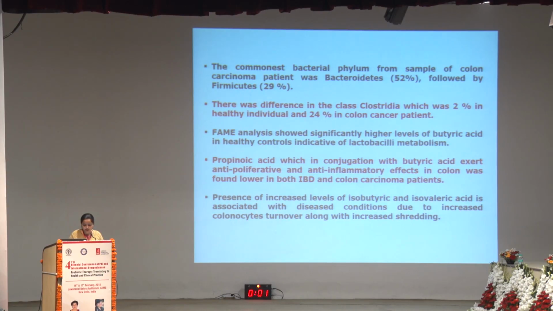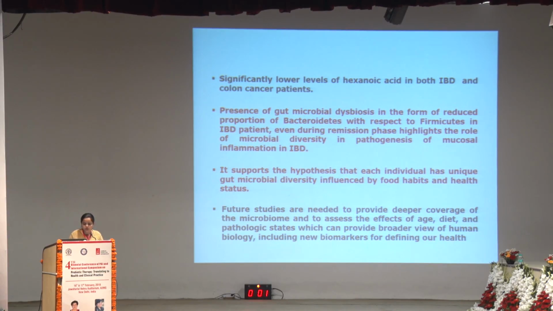Increased levels of isobutyric and isovaleric acid were associated with disease condition due to increased colonocyte turnover along with increased shedding. Significantly lower levels of hexanoic acid were observed in both IBD and colon cancer. The presence of gut microbial dysbiosis, in the form of a reduced proportion of Bacteroidetes with respect to Firmicutes in IBD patients even during the remission phase, highlights the role of microbial diversity in the pathogenesis of mucosal inflammation in IBD.